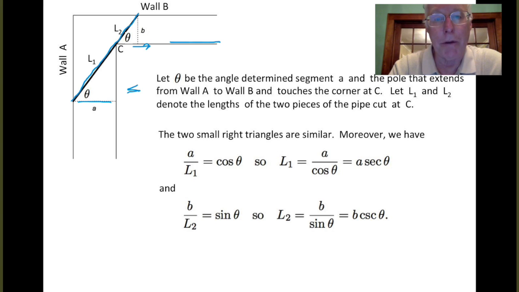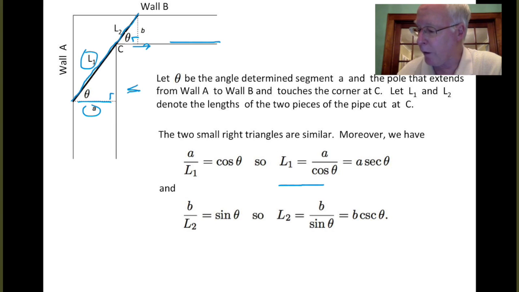We've labeled the L1 and the L2. So those two right triangles are similar. They're both right triangles, and they share an angle. And so we're going to use some trigonometry. In the lower triangle first, we can think of the adjacent side down here over the hypotenuse. A over L1 is cosine theta. We can solve this equation for L1 to get L1 equals A over cosine theta, or A secant theta.